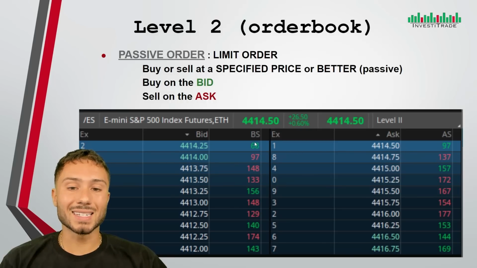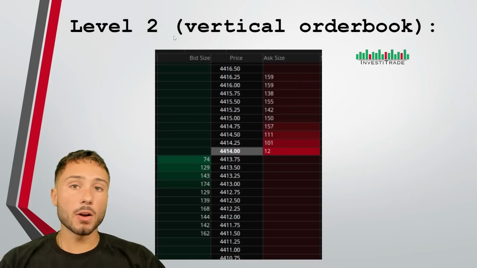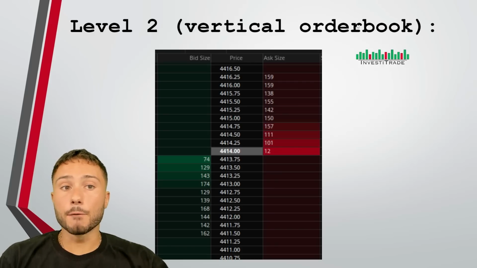What's important is the size at that specific price and the intention to buy or sell via a limit order. Now, we could also see a level 2 on a vertical basis, and this is a vertical order book.